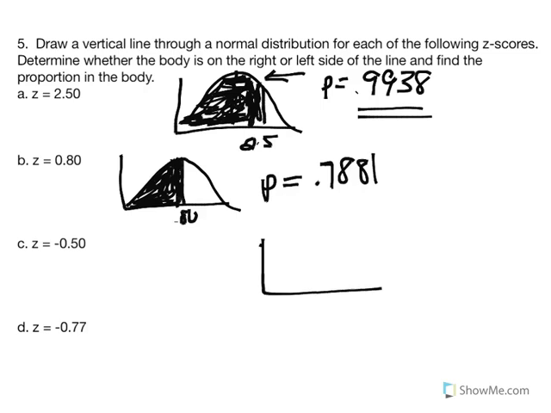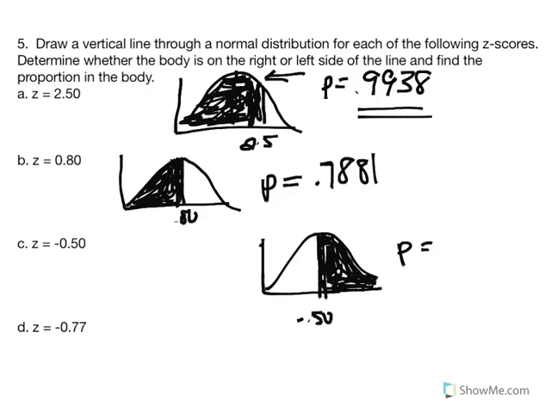Next one, we have a z-score of negative 0.5. So again, very close to the mean. And again, the body is always going to be 50% or more. So the side of the distribution, unlike the other two, is going to be to the right, above that score, because if we went to the left, that would be less than 50%. So again, this is pertaining to the probability of a z-score greater than negative 0.50.